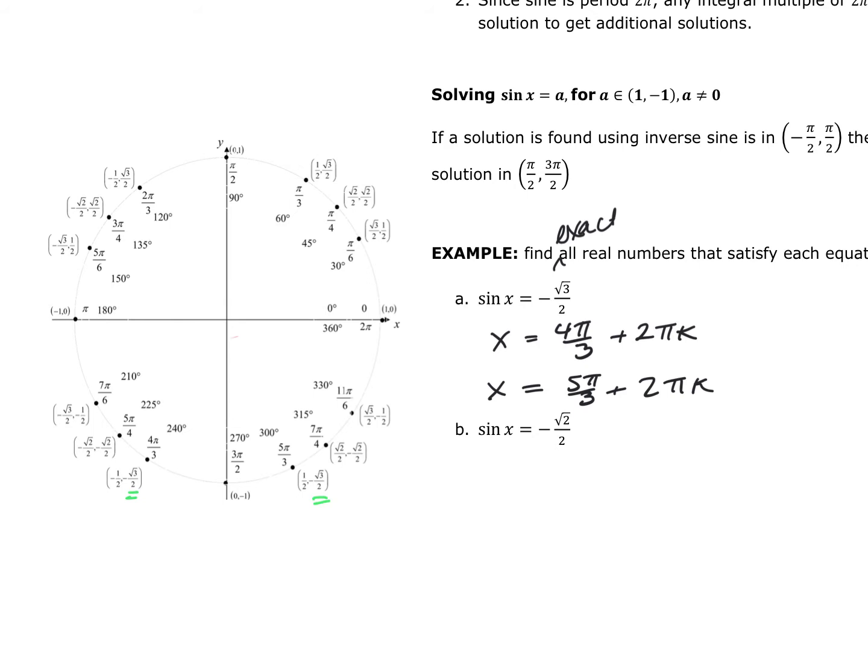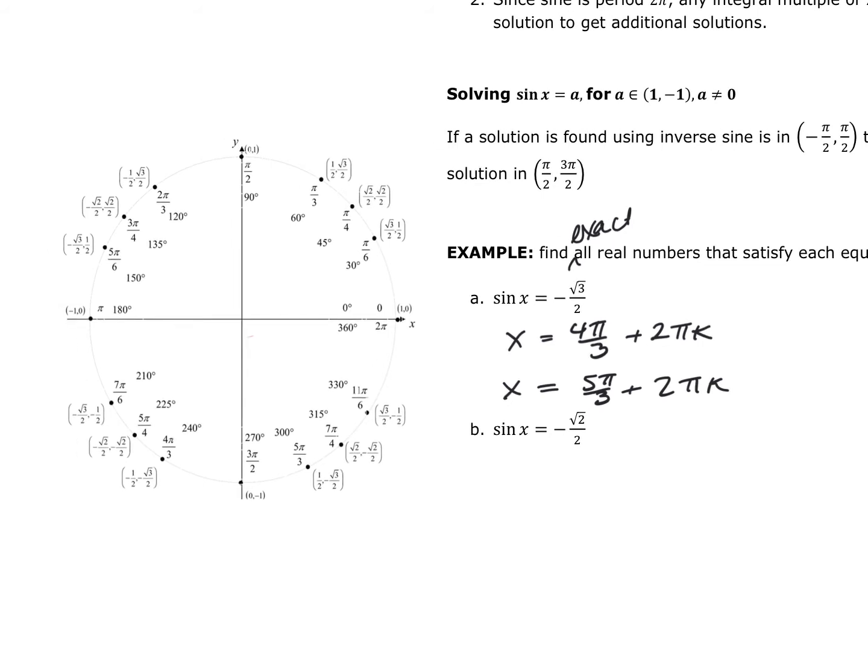Now I'm going to do the next equation in which I'm asked for the negative square root of 2 over 2. That happens at 210 degrees. And it also happens, not 210, my apologies, it happens at 225 degrees, and it also happens at 315 degrees. So when x is equal to 225 degrees plus all coterminal angles, and when x is equal to 315 degrees plus all coterminal angles.